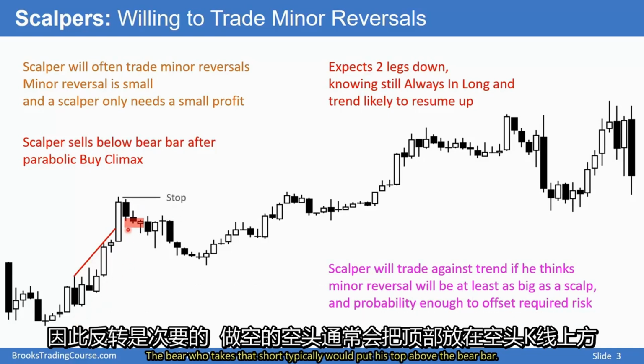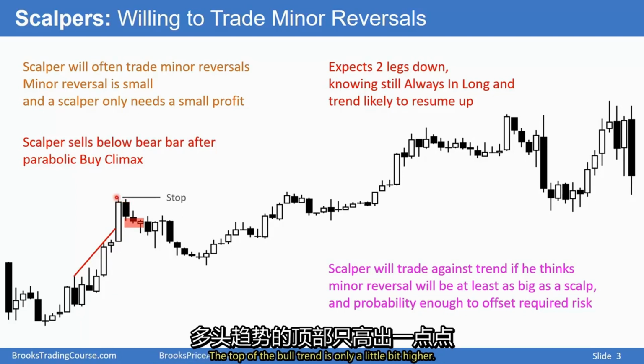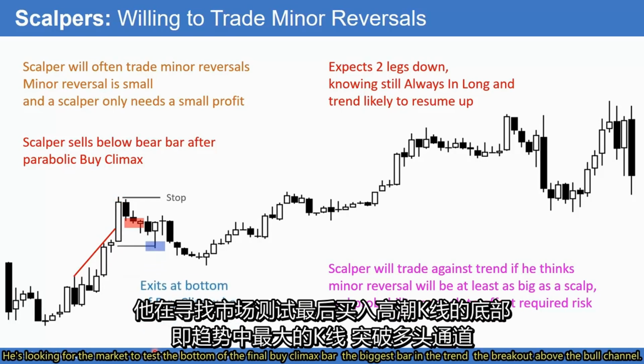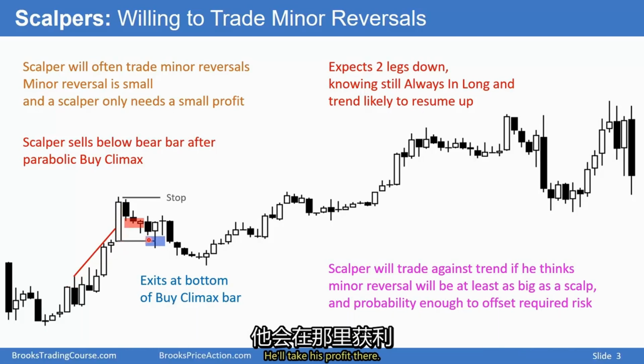The bear who takes that short typically would put his stop above the bear bar. The top of the bull trend is only a little bit higher. He could put his stop above the top of the bull trend as well. He's looking for the market to test the bottom of the final buy climax bar, the biggest bar in the trend, the breakout above the bull channel. He'll take his profit there.